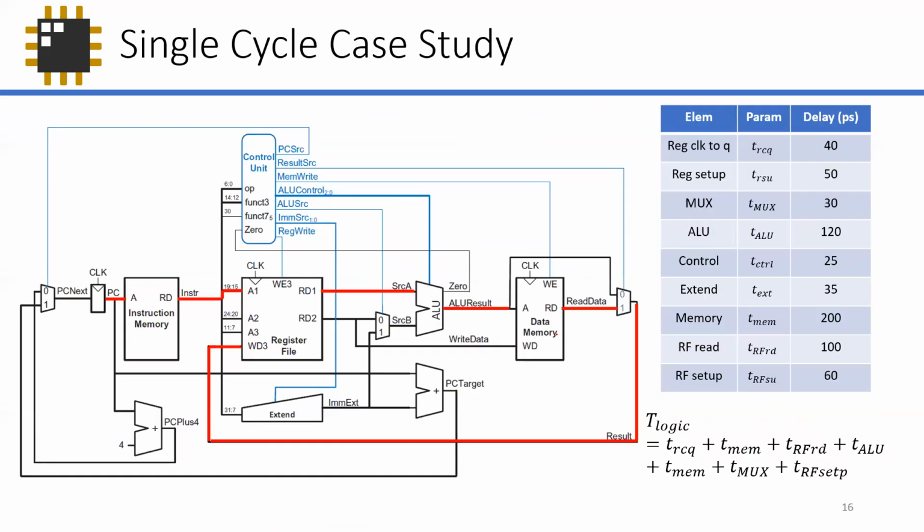So if I put it down here, right? Again, register clock to queue, this one, this one, this one, this one, this one, and then the setup time over here. You have to add all of those things. If you add all of those, what do you get? You have around 700 picoseconds.